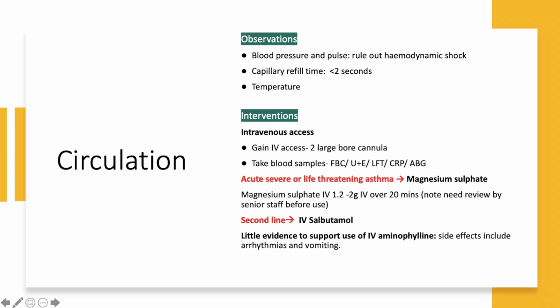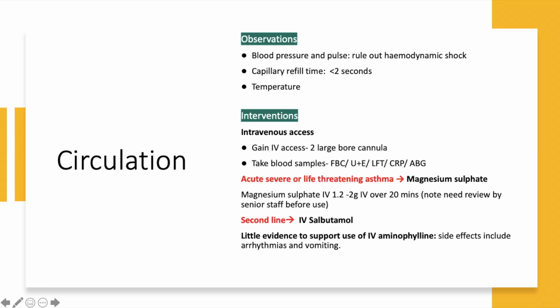Moving on to our interventions, firstly we want to get intravenous access. Because this is an acute presentation, we want to gain IV access via 2 large bore cannulas. We then want to take some bloods, so baseline bloods, which is your FBC, U&E and LFT. We'd also want to take a CRP and an ABG.